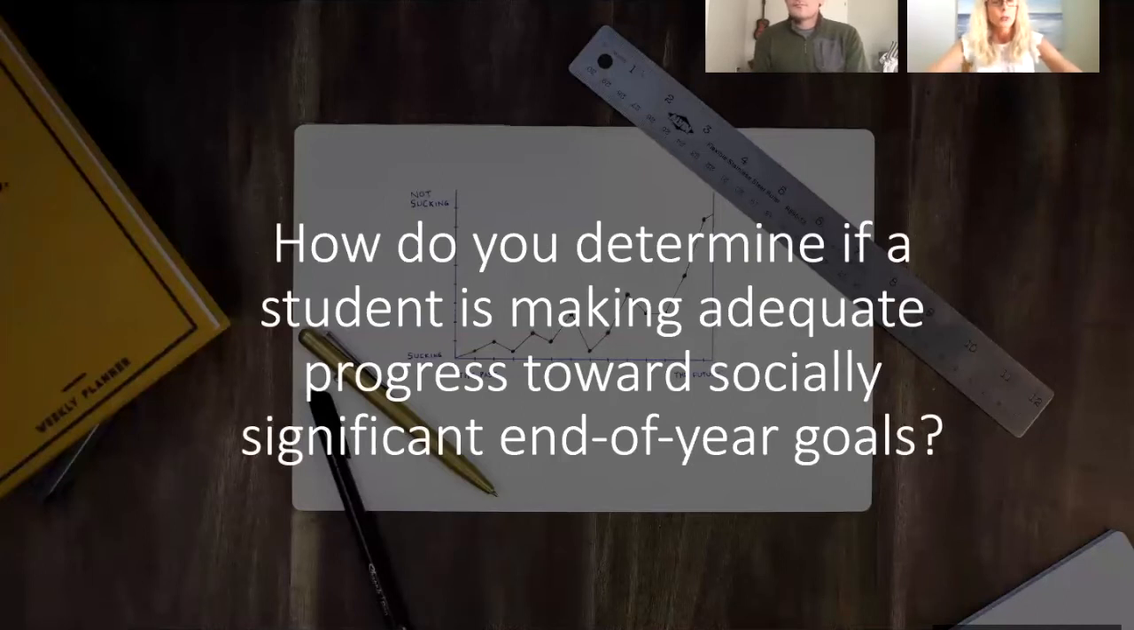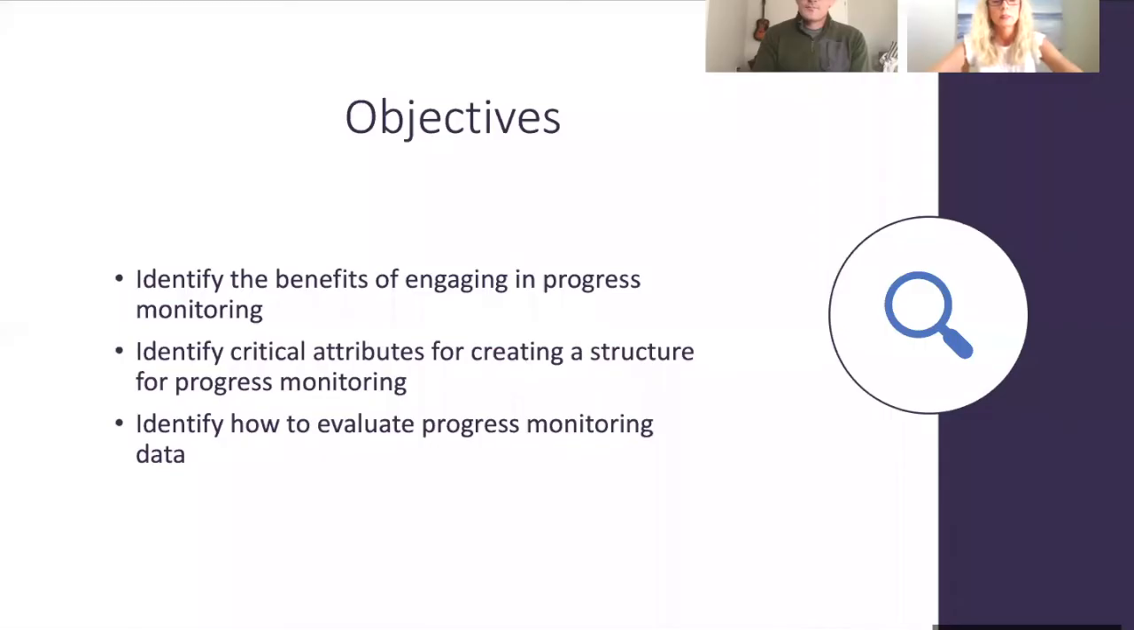Our essential question today is, how do you determine if a student is making adequate progress towards socially significant end of the year goals? Our objectives are to talk about the benefits of engaging in progress monitoring, what the critical attributes are for creating a structure for progress monitoring, and how to evaluate progress monitoring data.